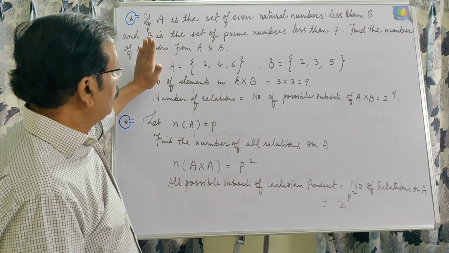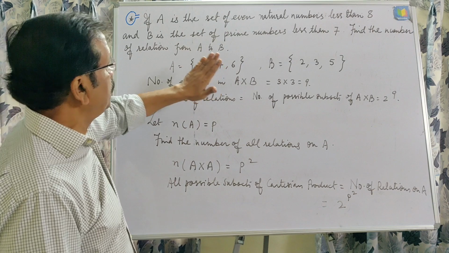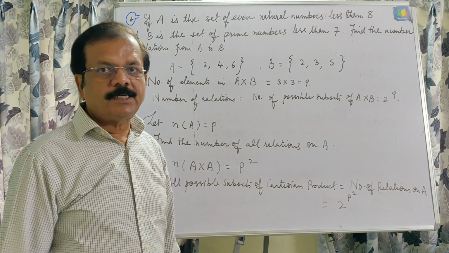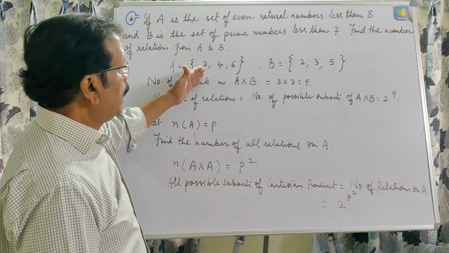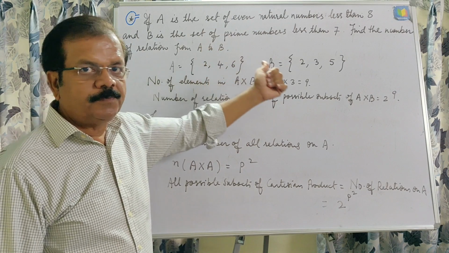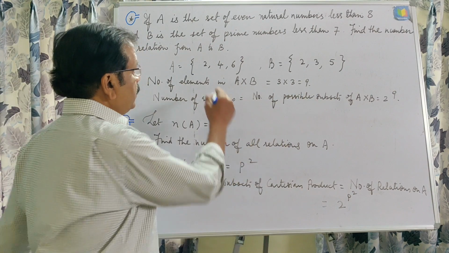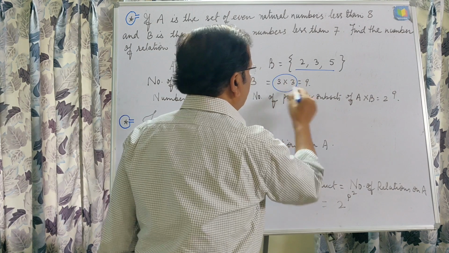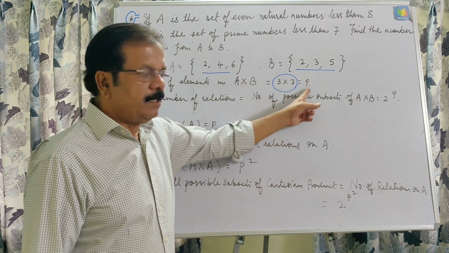Now we know that in A cross B, that is the Cartesian product of A and B, because we have to find the number of relations from A to B. What we just studied is that relations are subsets of the Cartesian product of the given sets. Here the Cartesian product is A cross B, and the number of elements in it will be, this has 3 elements, this has 3 elements. We just studied that the Cartesian product will have 3 multiplied by 3, that is 9 elements.